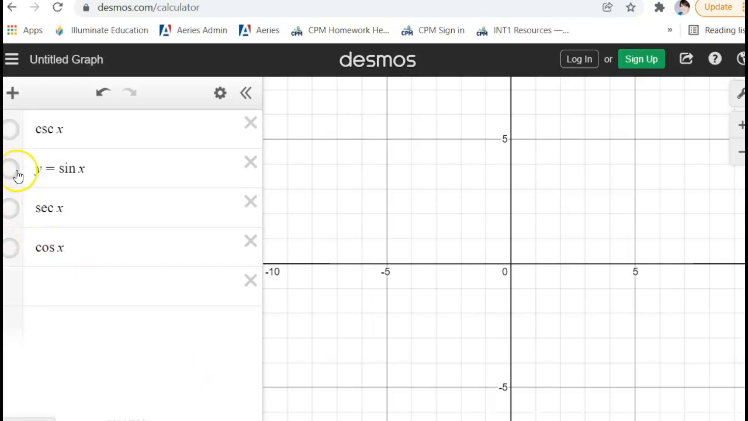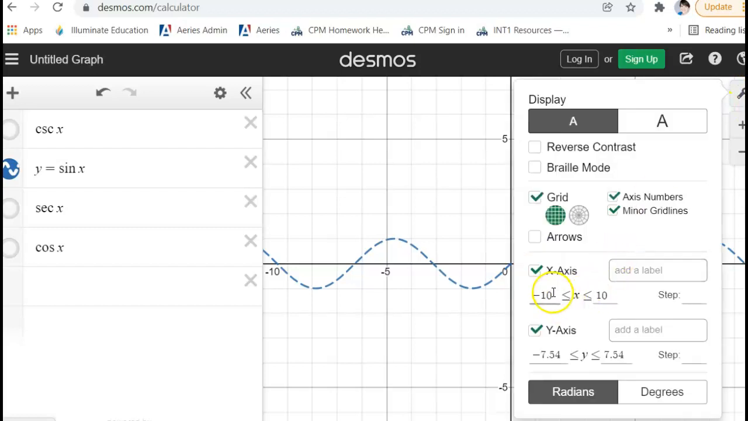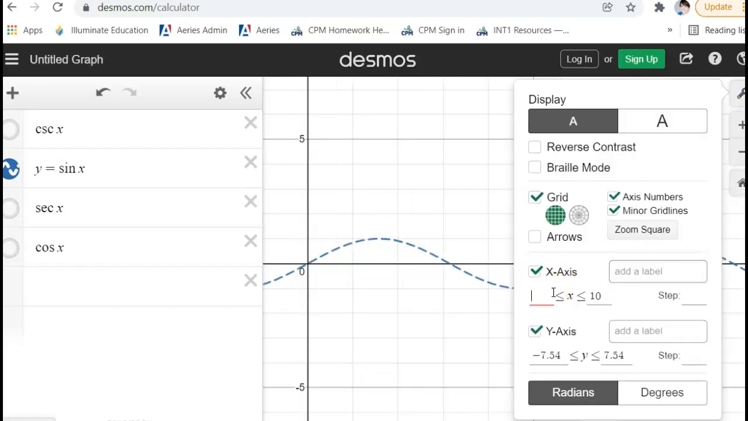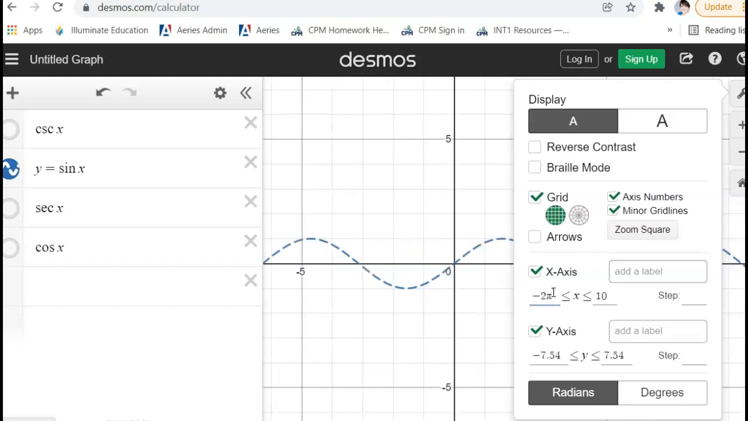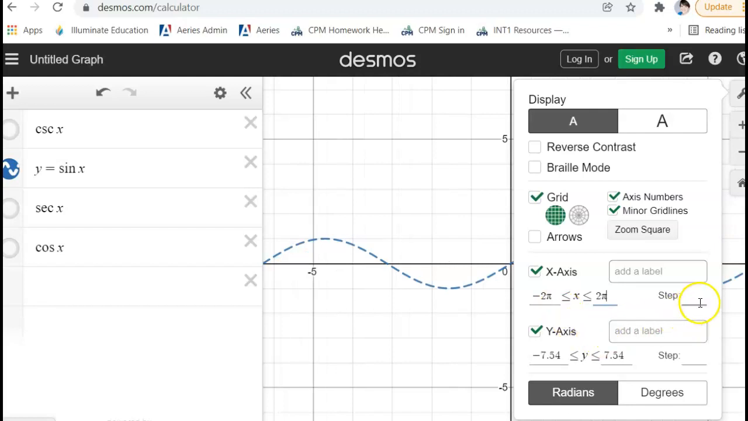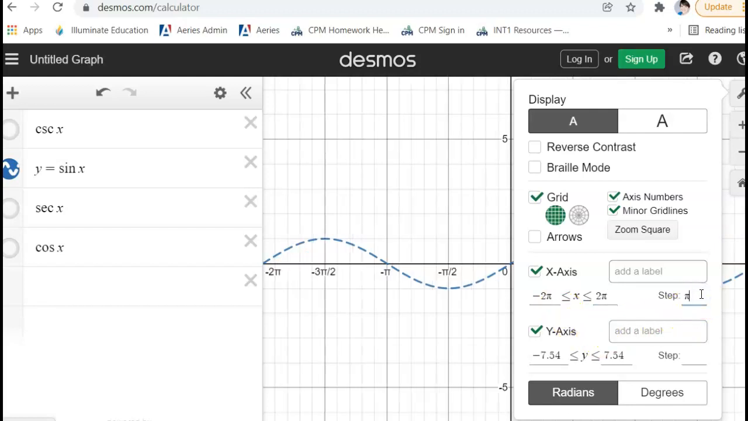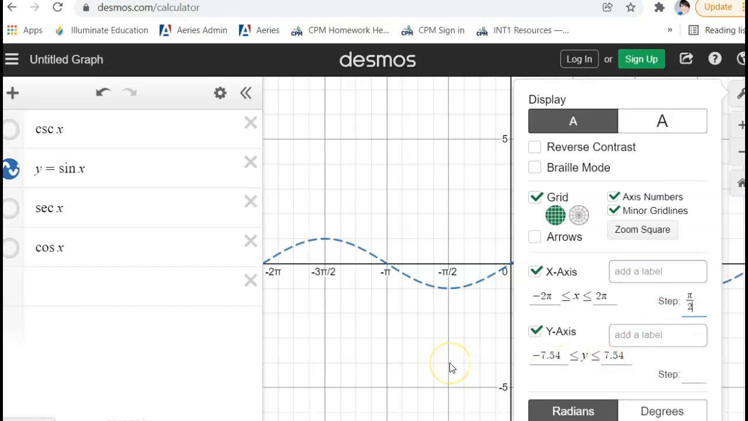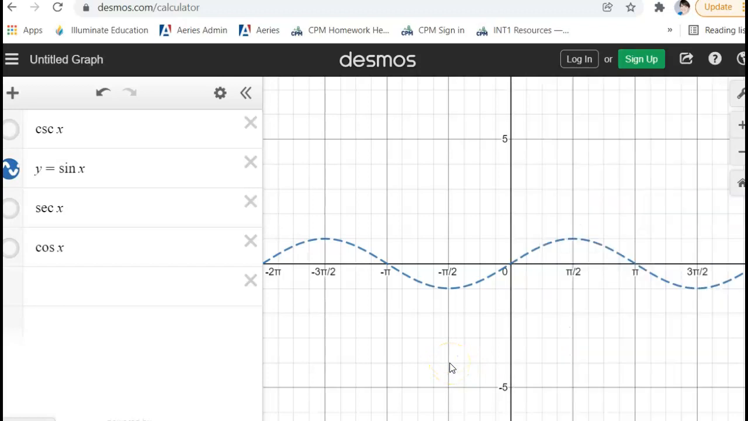Okay, so here's our sine graph. I put it in as dash. So again, we can see those highs and lows and where it's crossing your x-axis. Okay, and actually, let's change our settings. Let's go negative 2 pi to 2 pi, so that way we can see it in radians.